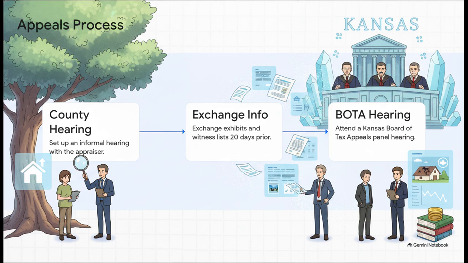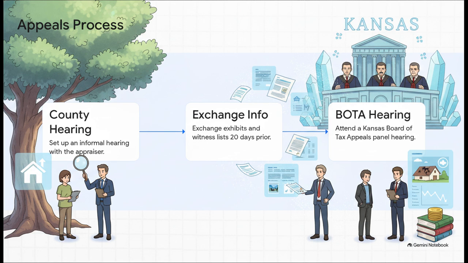Look, appraisers evaluate properties in bulk. Mistakes happen. If you have solid proof your appraisal is too high, there is a very specific appeals process. First up, you set up an informal hearing with the county appraiser. If they don't budge, it escalates. Step 2 means you have to exchange exhibits and witness lists 20 days before a formal hearing.